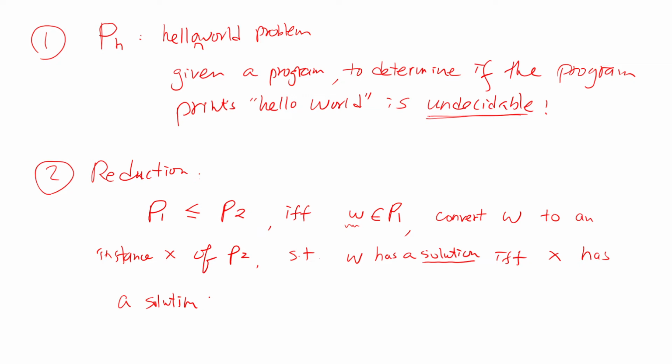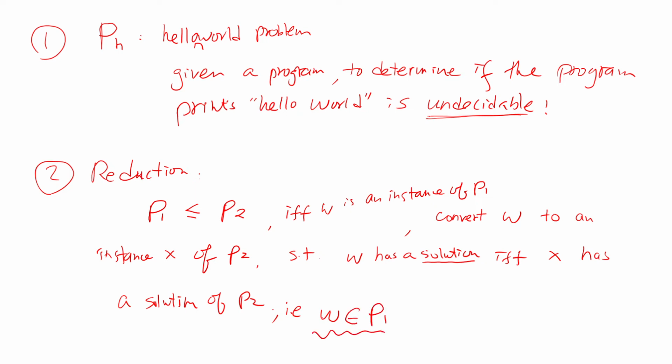A solution of P2. Here I don't want to use W is impure, so they say W is an instance of P1. Okay. W, or let's say W is an instance of P1. Okay. And I'm going to use this notation, W in P1, simply saying W has a solution.